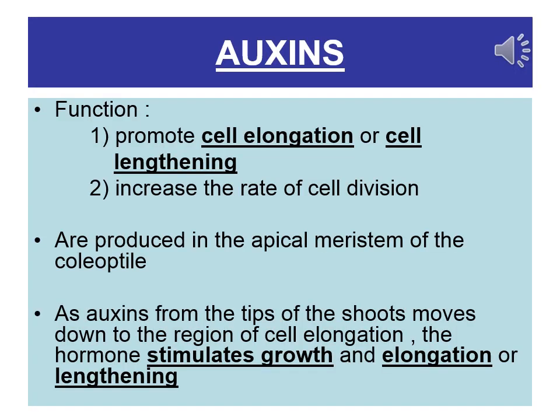Okay, function of auxin is promote cell elongation, or we call it cell lengthening. Okay, and increase the rate of cell division. Auxin are produced in apical meristem of coleoptile. As auxin from the tips of the shoot move down to the region of cell elongation, the hormone stimulate growth and elongation or lengthening of the stem or shoot.